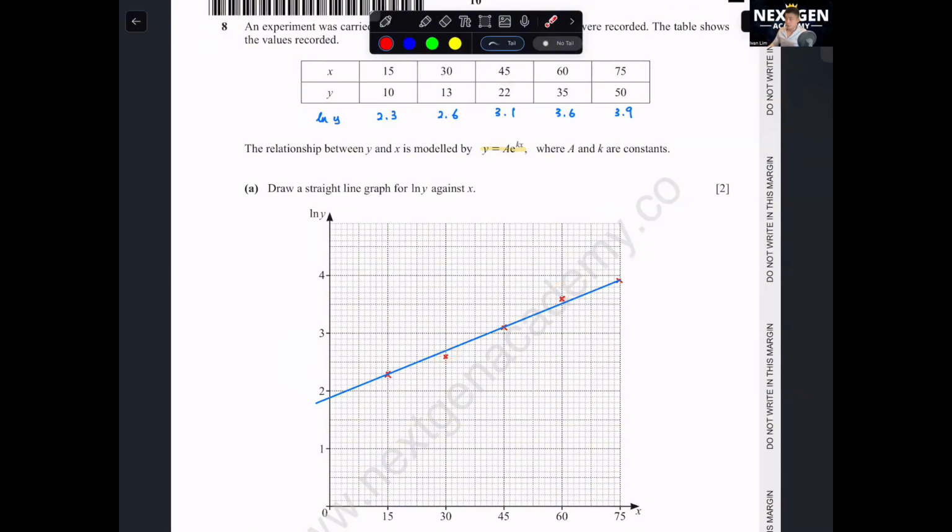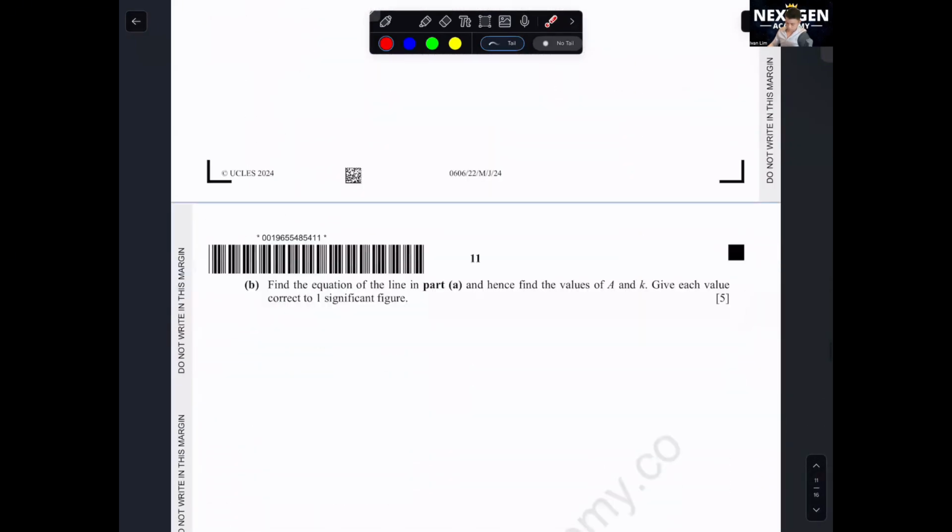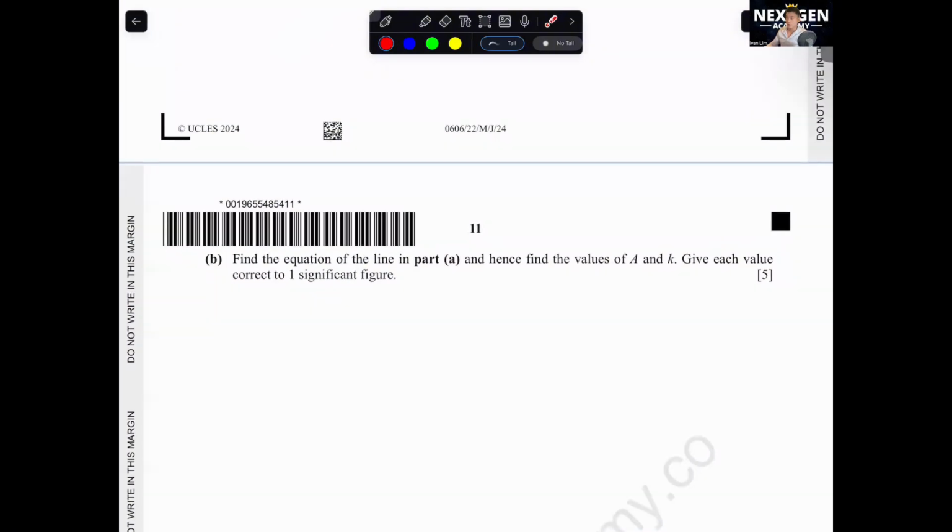Okay, if your graph is not like this, it can be a slightly different variation, but it shouldn't be too off. Okay, next one. Find the equation of the straight line in part A and find the values of A and K. Give each value correct to one significant figure. This is a 5-mark question.